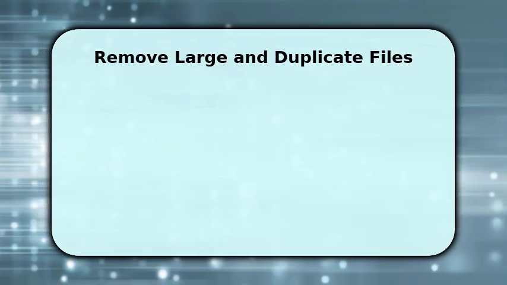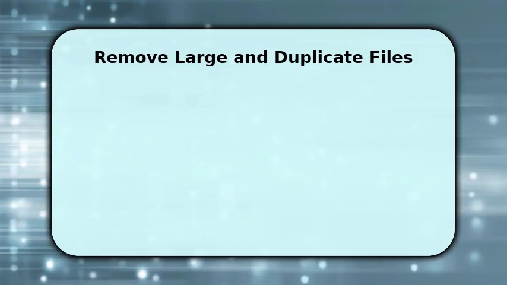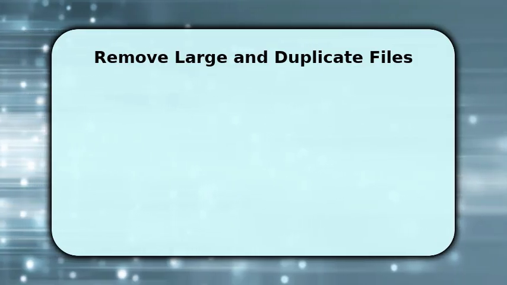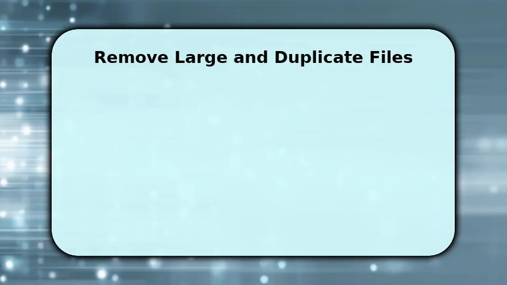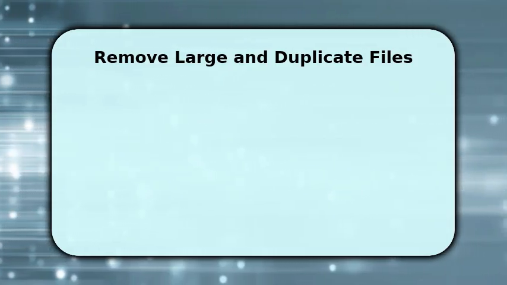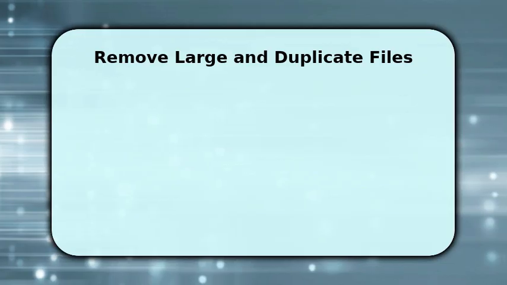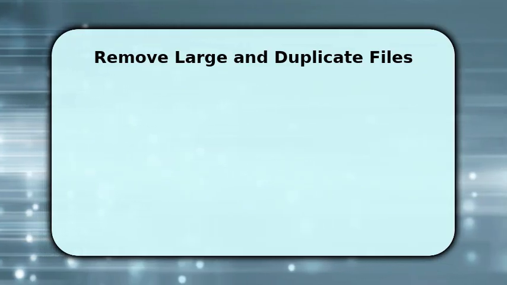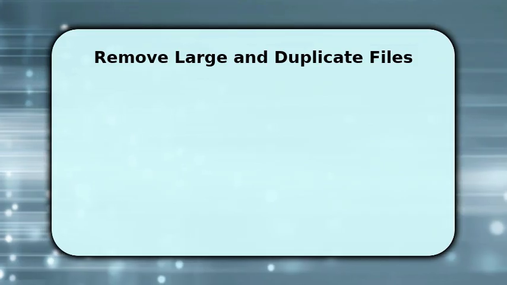Next, sort your cloud files by size so the largest items appear first. Select files larger than 500 MB or 1 GB and decide to delete or move them to local backup. Run a duplicate finder tool inside the cloud app or on your PC to remove repeated photos and documents.